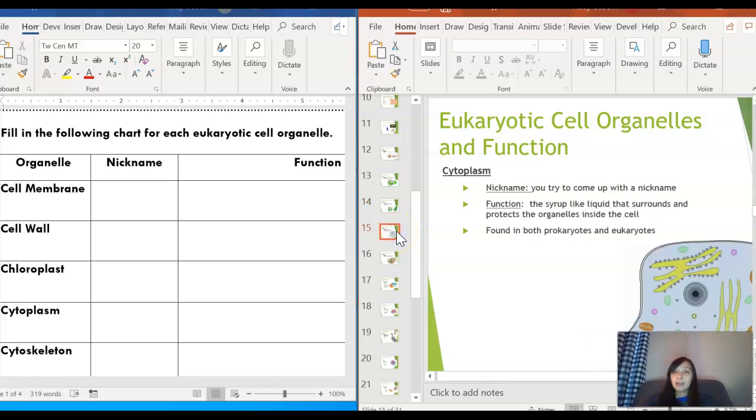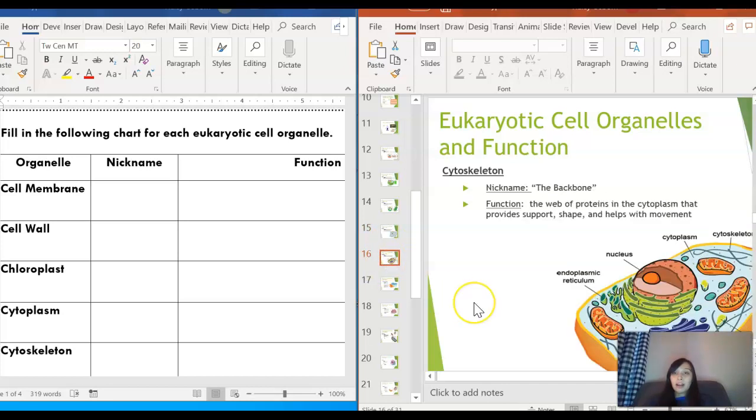Okay, cytoplasm. The nickname, you try and come up with a nickname. What does it do? We've talked about it a few times. The function: the syrup-like liquid that surrounds and protects the organelles inside the cell, found in both prokaryotes and eukaryotes. All right, the cytoskeleton, the nickname for it is the backbone. The function is the web of proteins in the cytoplasm that provides support, shape, and helps with movement.